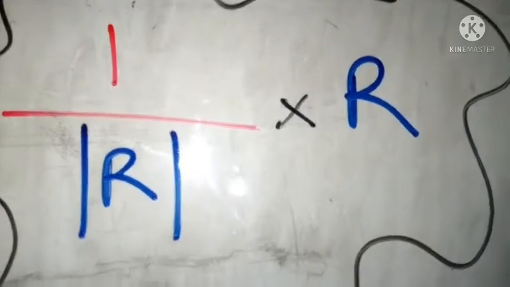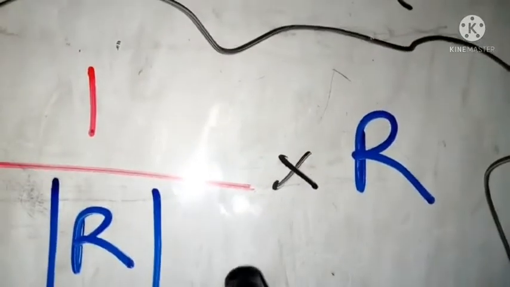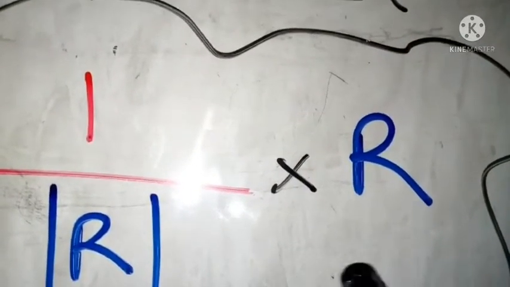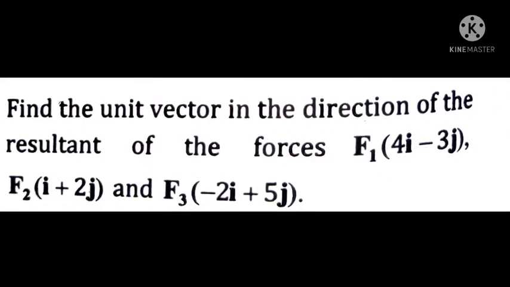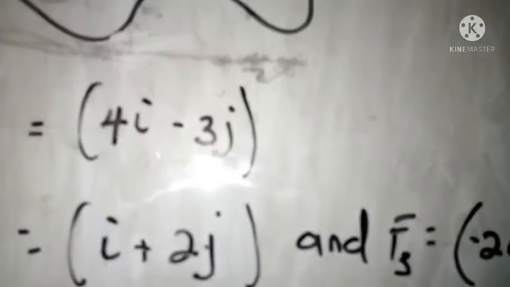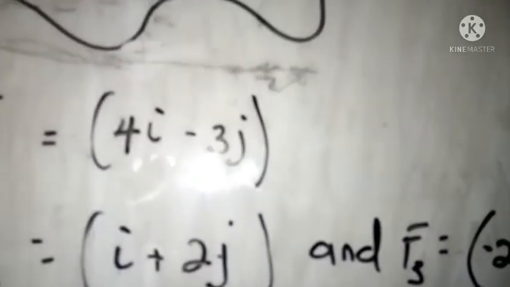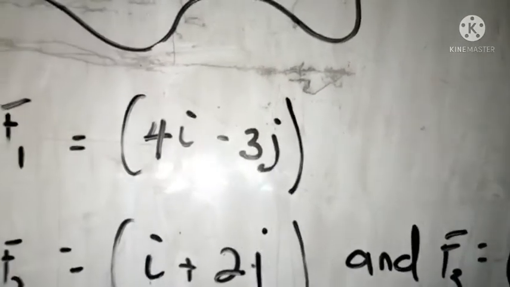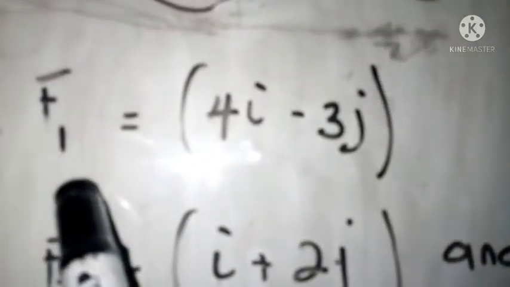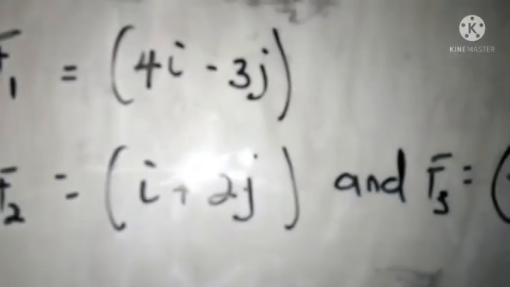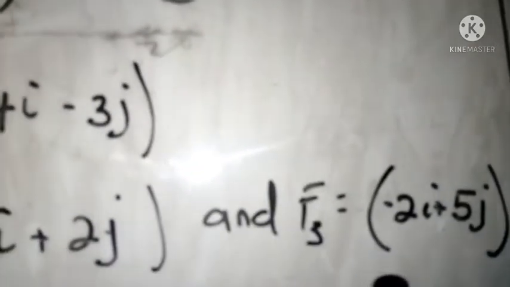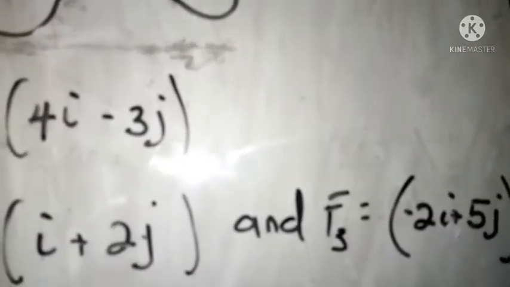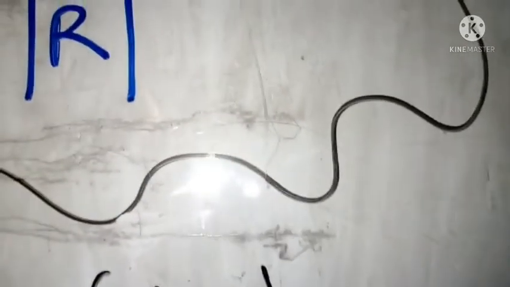Is that okay? Now let's look at this question and see how to apply this definition to solve some of the exam questions here. From the question, you are given 3 different vectors: F1, F2 as well as F3, right? And then they ask us to find the unit vector. Now how do you know exactly what the unit vector is?